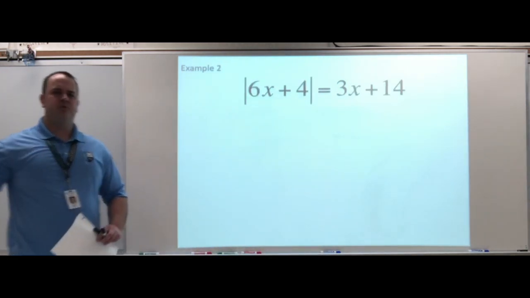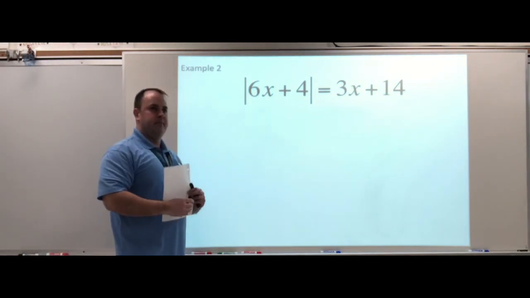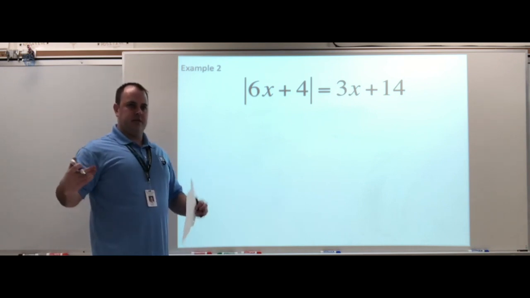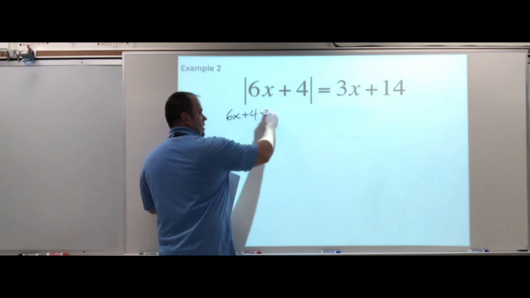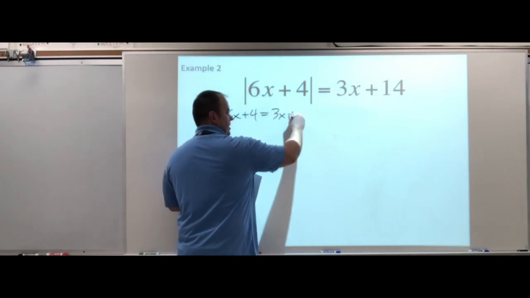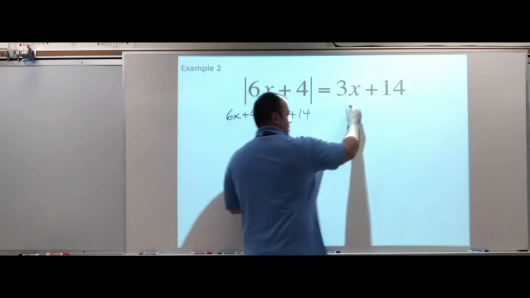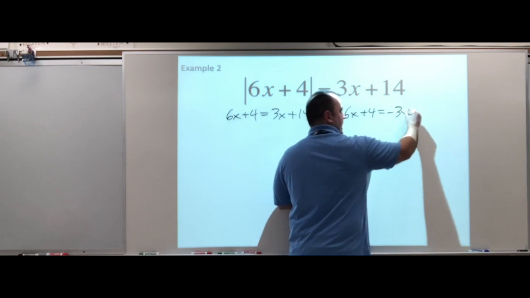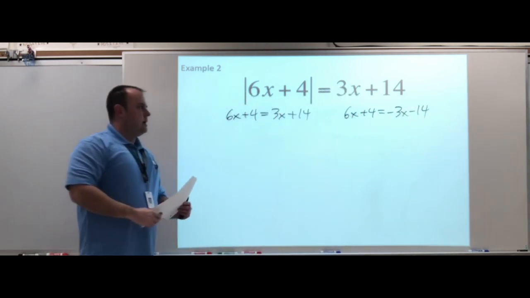Here we have absolute value 6x plus 4 equals 3x plus 14. I'm going to set this up the same way. Two equations, one with the positive answer, one with the negative answer. 6x plus 4 equals 3x plus 14. There's our basic equation. 6x plus 4 equals negative 3x minus 14. Okay, so it's the same thing.